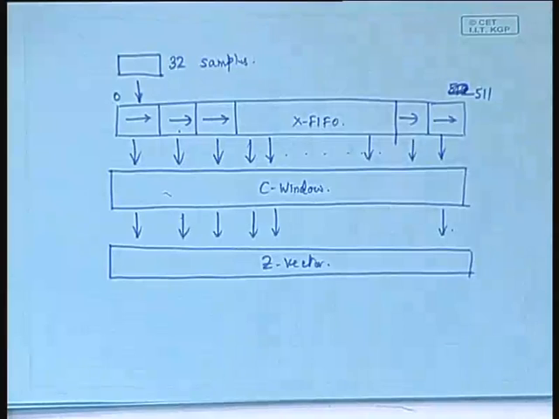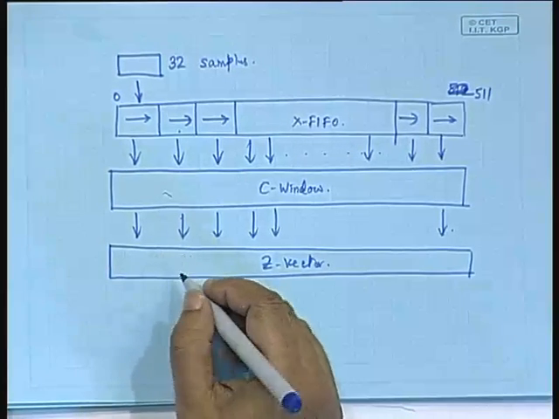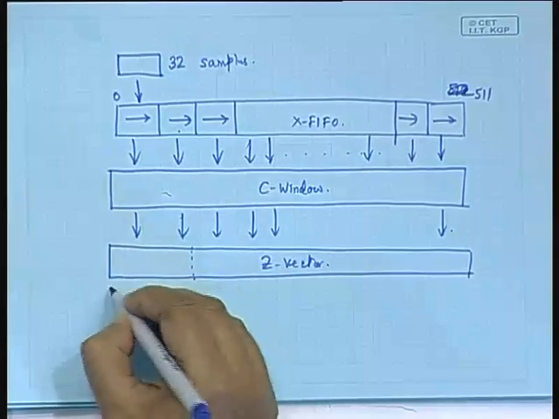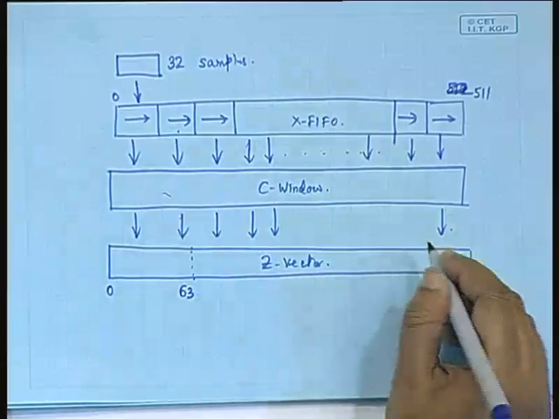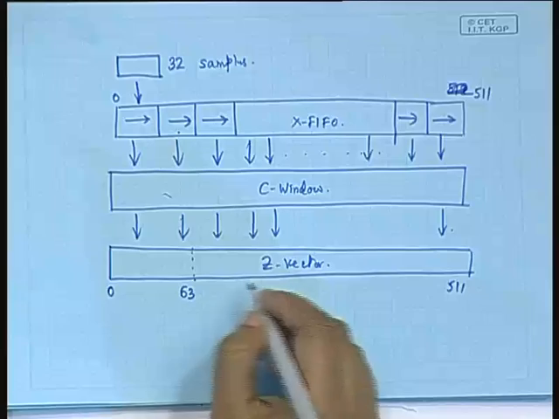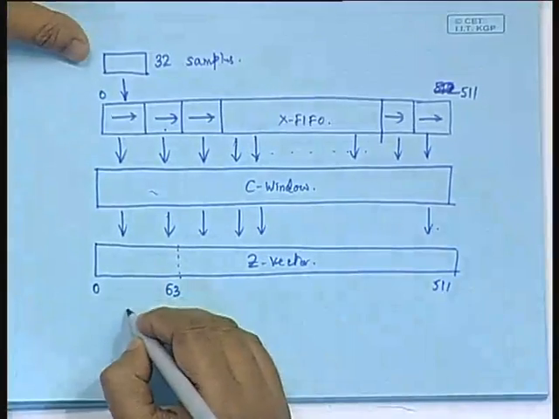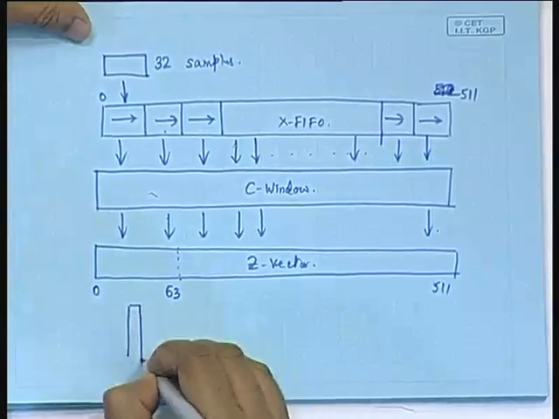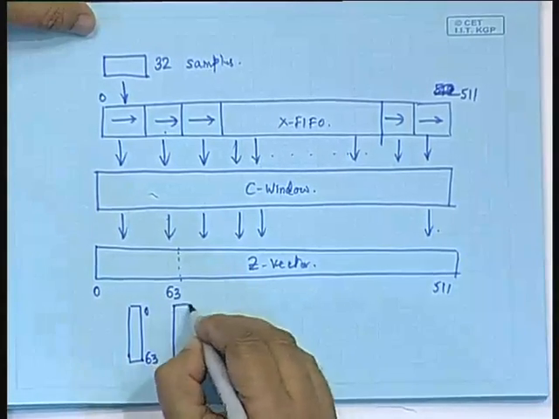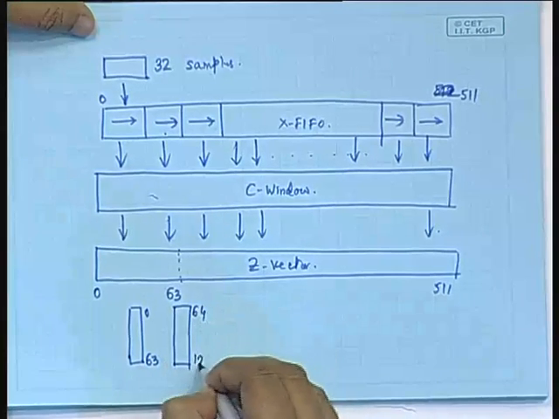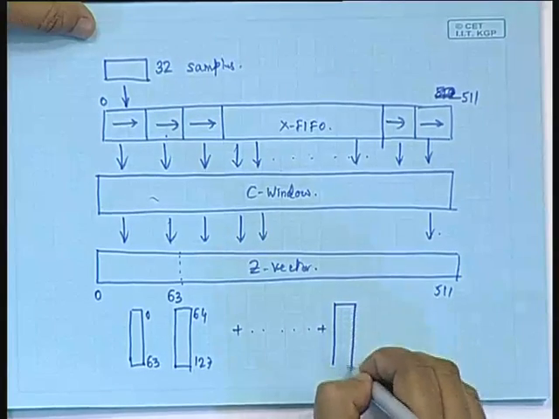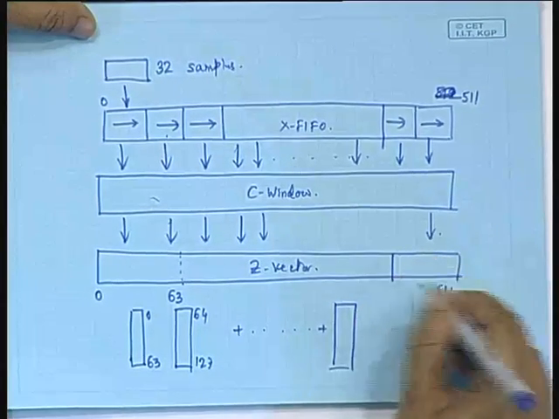So, what we do is that this z vector, we partition into 8 such blocks of 64. So, 0 to 63 and so on up to 511. So, it is partitioned into 8 such blocks. Okay. So, this z vector outputs a block consisting of 0 to 63, the next block will be 64 to 127, and so on, and the last block will be coming from here, this block of 64.